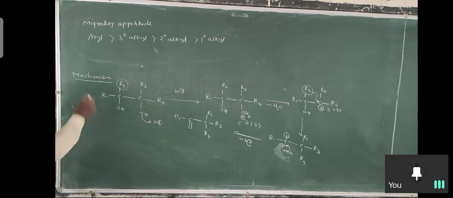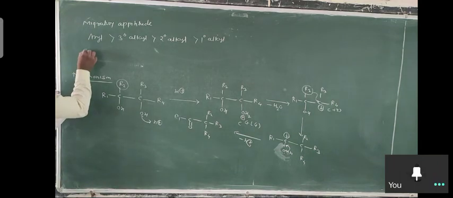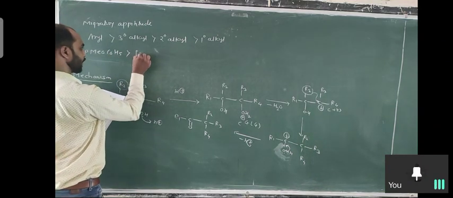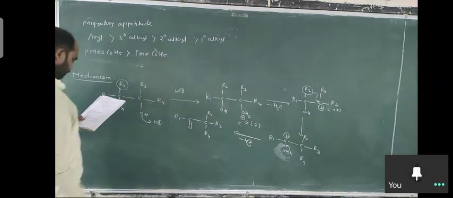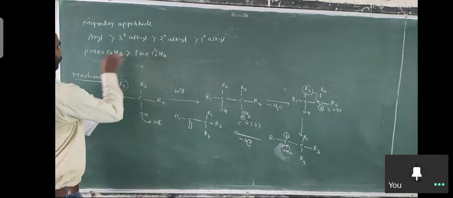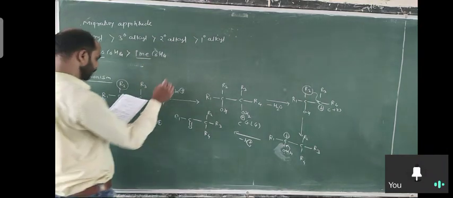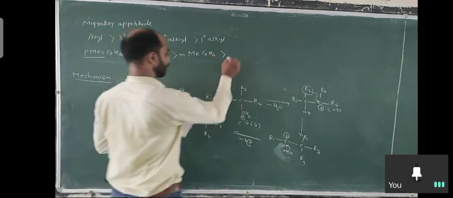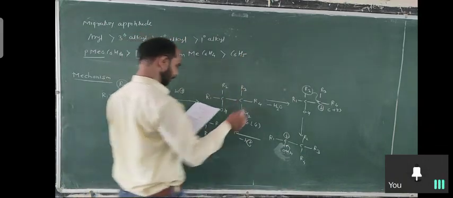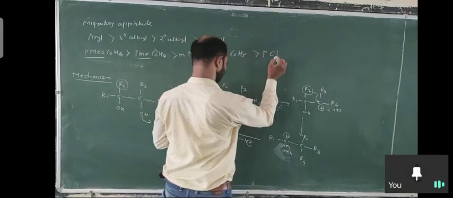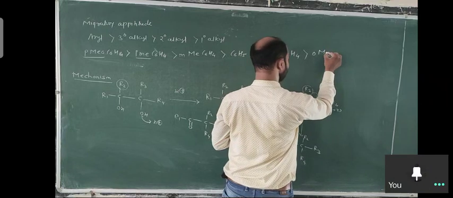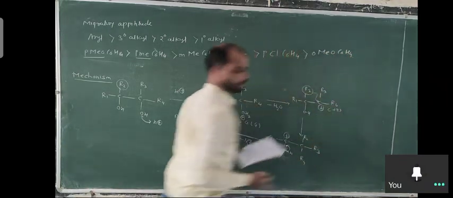But if on both sides aromatic compounds are present, that is, substituted aromatic compounds, in that case the order is para-methoxy phenyl first, then para-methyl phenyl, then meta-methyl C6H4, then plain phenyl C6H5, then para-chloro C6H4, and last ortho-methoxy C6H4. So this is the order given to you.